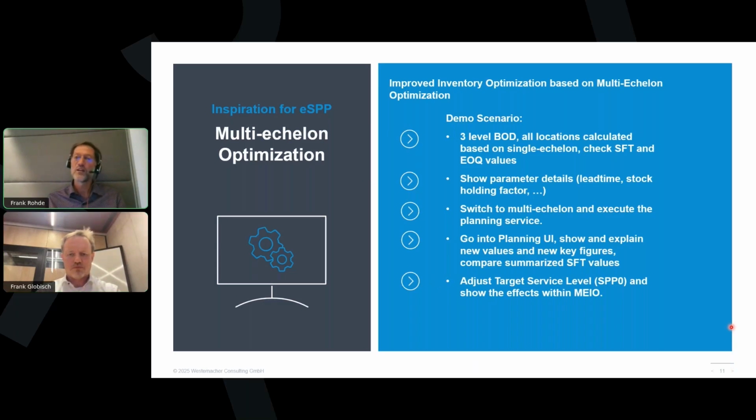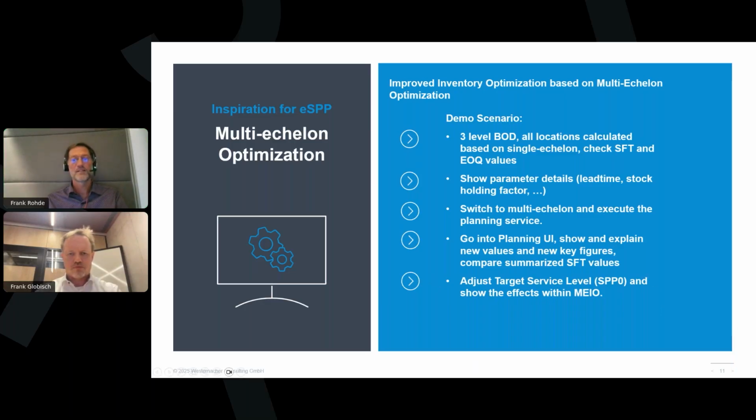And then we again go into the EOQ and safety stock UI and the planning UI, and I'm going to explain the differences and the new key figures. Then we have a short variation of it, and we adjust the target service level, the range of the target service level, and we will see the effects of it. So that is what we are going to show in the system.